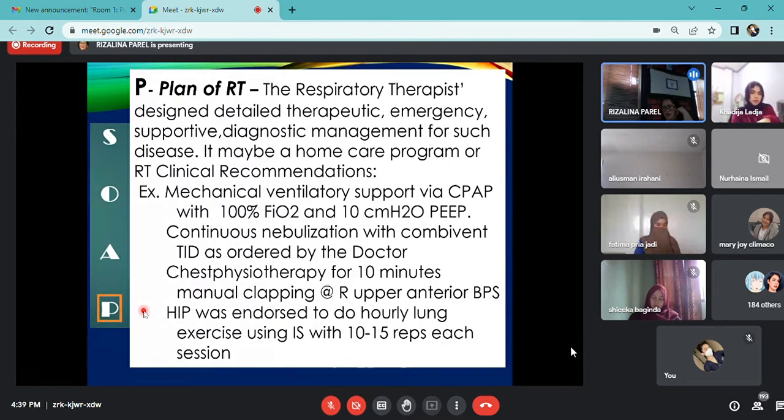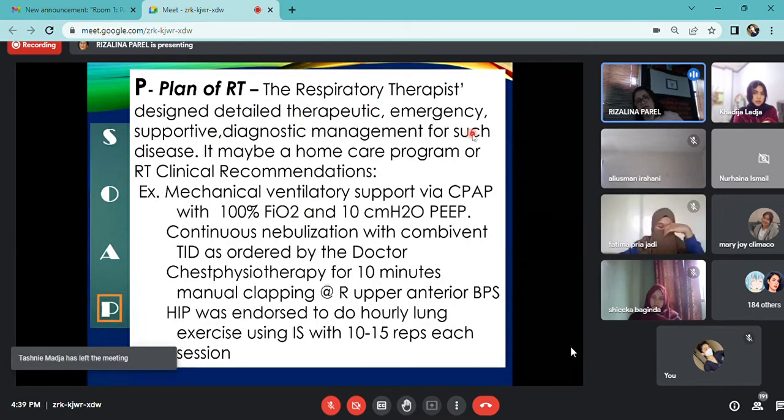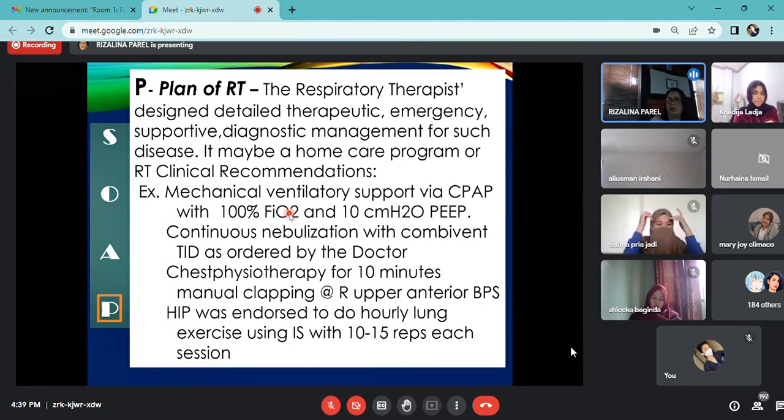So when you do your clinical recommendation, you will only use all the RT management: the therapeutic, supportive, and emergency management. Okay? So example natin ito. Plan of RT: the RT designs detailed therapeutic, emergency, supportive, diagnostic management for such disease. It may be a home care program or RT clinical recommendation. Example, mechanical ventilatory support via CPAP with 100% FiO2 and 10 centimeter water pressure. Okay? So yan yung na-recommend mo sa doktor at tinignan ng doktor kung possible or feasible.